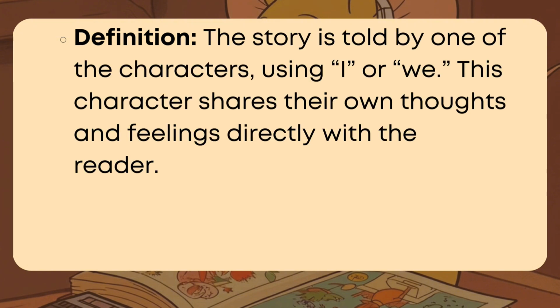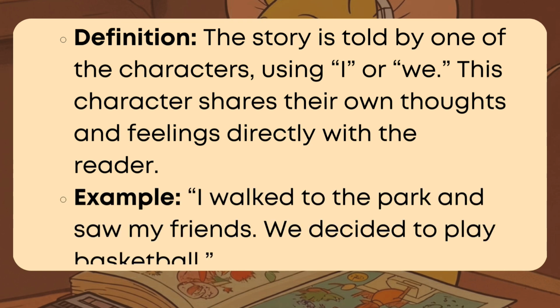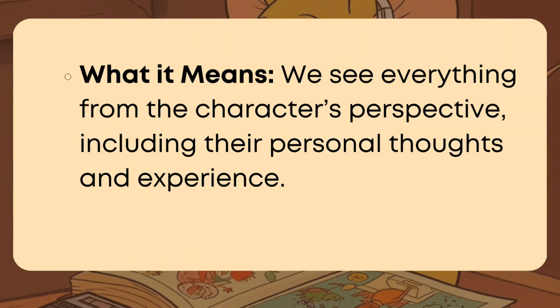So, when we say first person, the story is told by one of the characters using I or we. This character shares their own thoughts and feelings directly with the reader. So, for example, I walked to the park and saw my friends. We decided to play basketball. What it means? We see everything from the character's perspective, including their personal thoughts and experience.